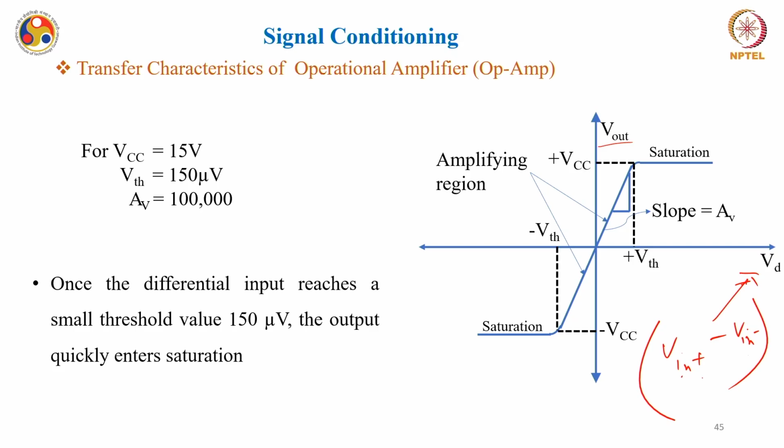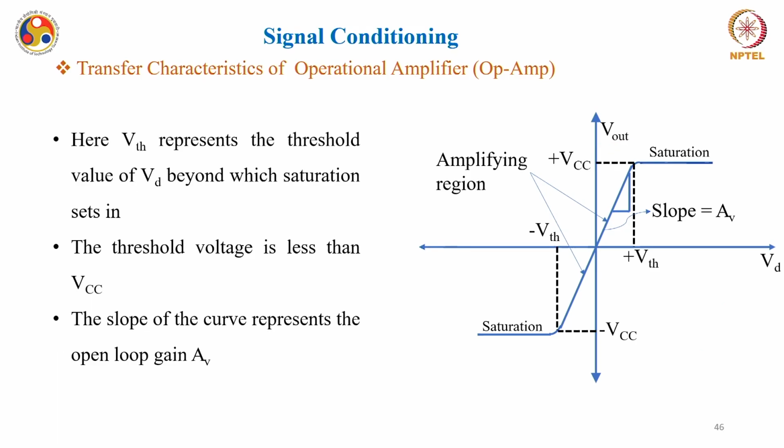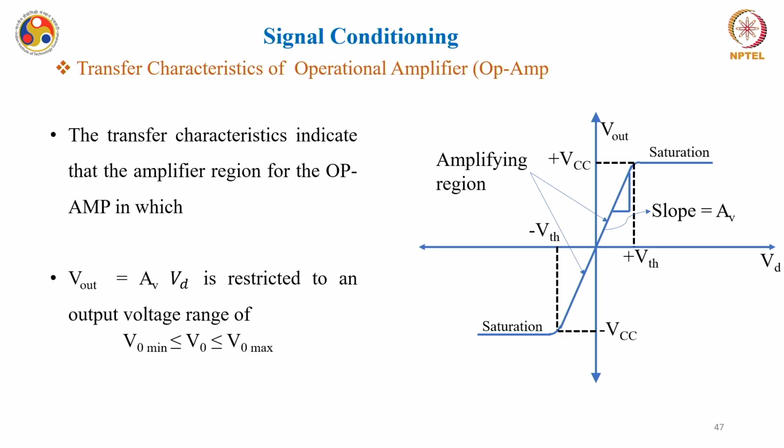Okay. So once the differential input reaches a small threshold value, say in this case, for example, 150 microvolt, the output enters into saturation. Here VTH represents the threshold value of VD beyond which saturation sets in. The threshold value in this case is of course much smaller than VCC, and the slope of the curve represents the open loop gain AV. The transfer characteristic indicates that the amplifier region of the op-amp is this particular region, and in this region V out is AV into VD, which is restricted to an output voltage range between certain maxima and minima.